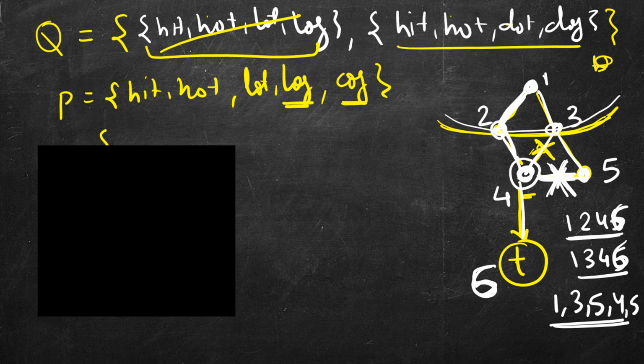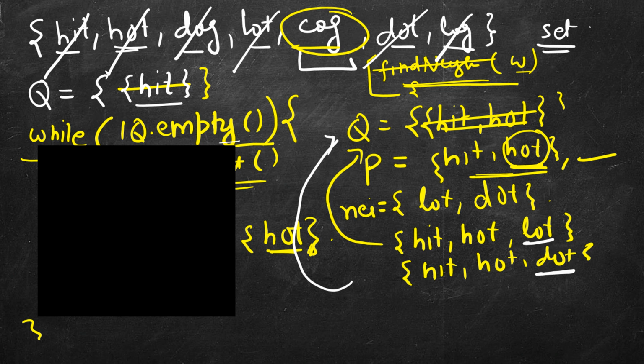Next, this one is popped: hit, hot, lot, dog. Next we find neighbors of dog, which will be cog. So you see why we are not removing this in between. We remove the nodes only after we process all the nodes at a given level, because there can be multiple paths from the previous level to a given node. If we remove after visiting this first one, we will never discover the second one.